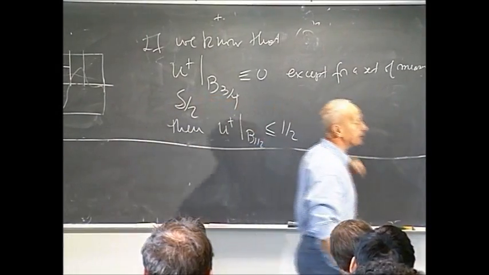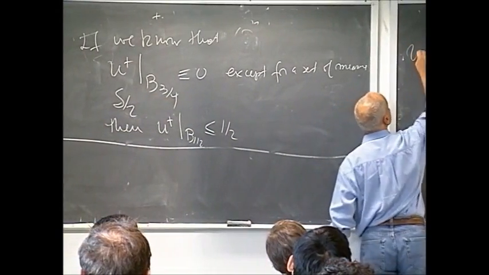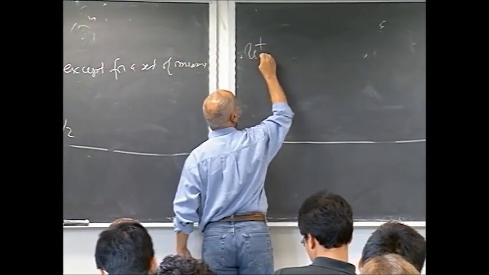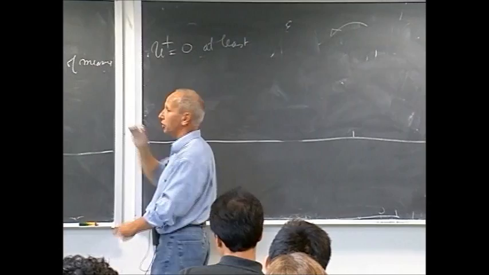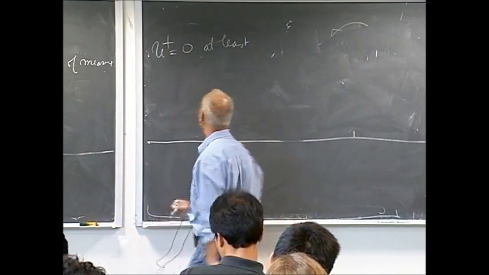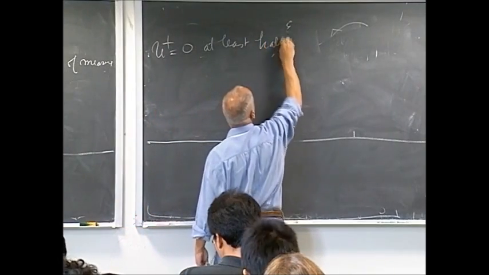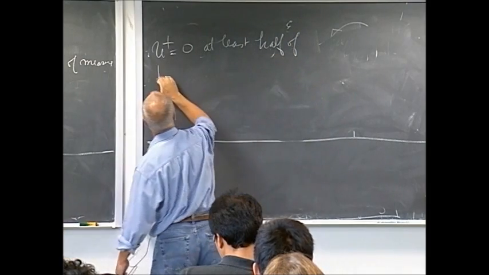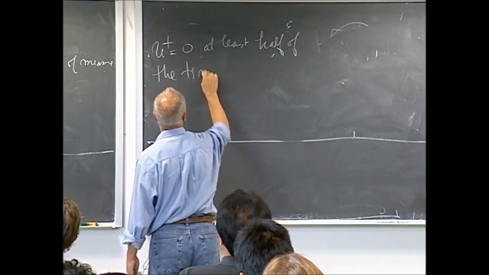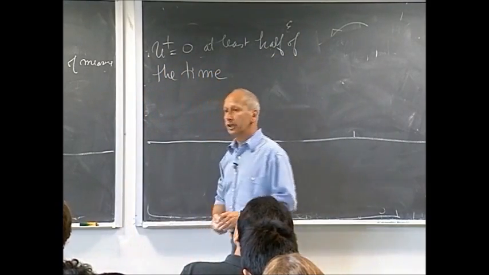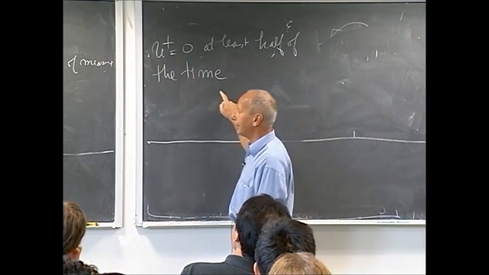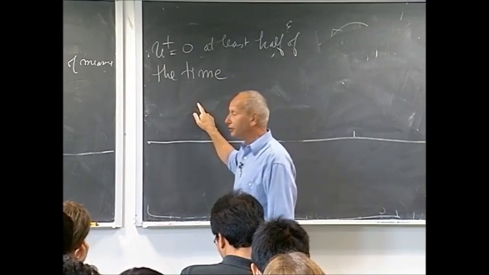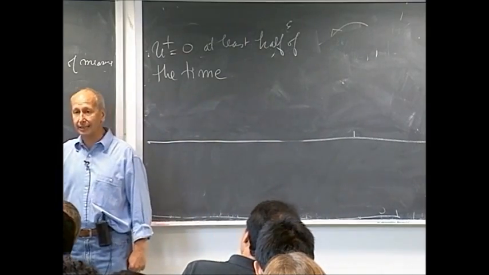And what I can assume is that u plus is equal to 0 at least half of the time. If not, I look at u minus, at least half of the time. So I have to bridge this gap. I have to go from half of the time to most of the time.